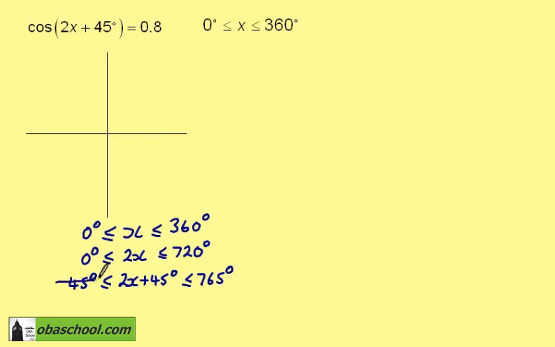So in practice it's best to ignore this, work with 2x between 0 and 720, and if we get any solutions that fall outside the required range, we make an adjustment or look for another solution. That is going to happen in this example, so we'll see how to cope with this situation.